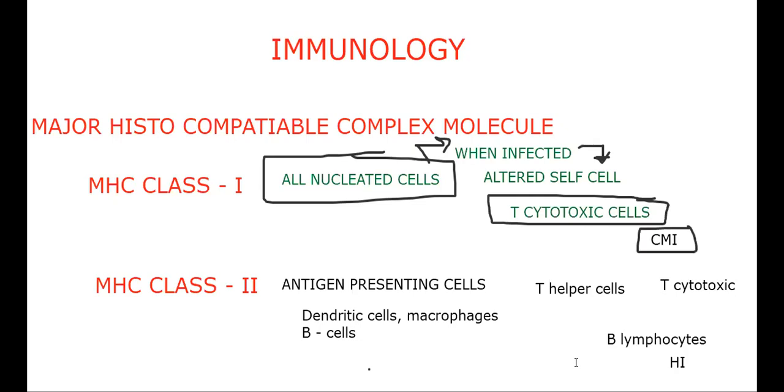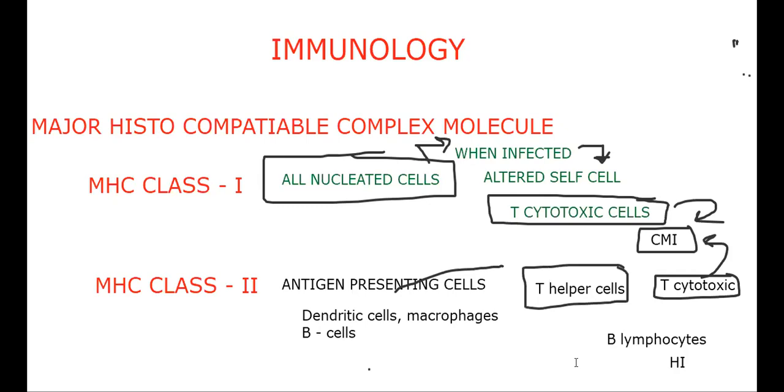So here it is again. For cell-mediated immunity, there are two possibilities: either by MHC class 1 or MHC class 2. We need to discuss cell-mediated immunity and humoral immunity today. So let me represent the possibilities of cell-mediated immunity once again, separately.